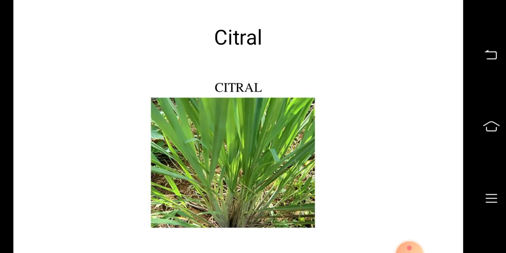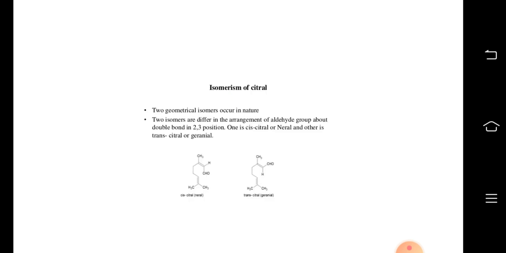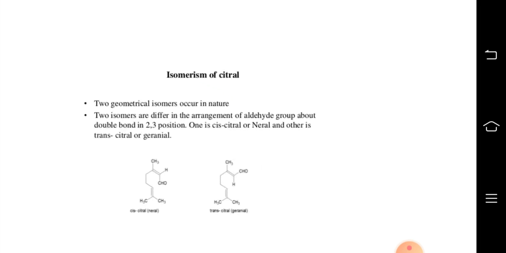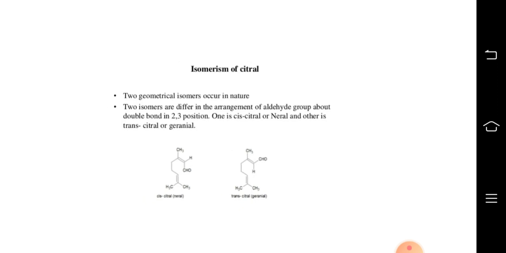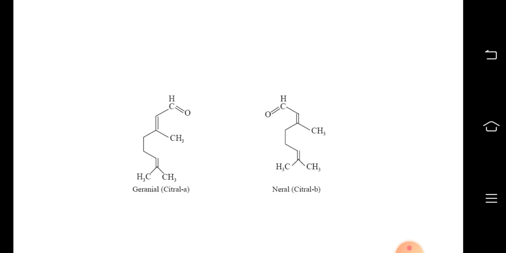Coming towards citral, of which we have to know the synthesis. The mechanism I shall discuss a little later; here only the intro of citral. Isomerism of citral: you can see there are cis-citral and trans-citral structures below. The two geometrical isomers occur in nature. The two isomers differ in the arrangement of the aldehyde group about the double bond in the 2,3 position. One is cis-citral or neral and the other is trans-citral or geranial. The names differ depending on whether it is cis-citral or trans-citral. Once again, neral and geranial for you.